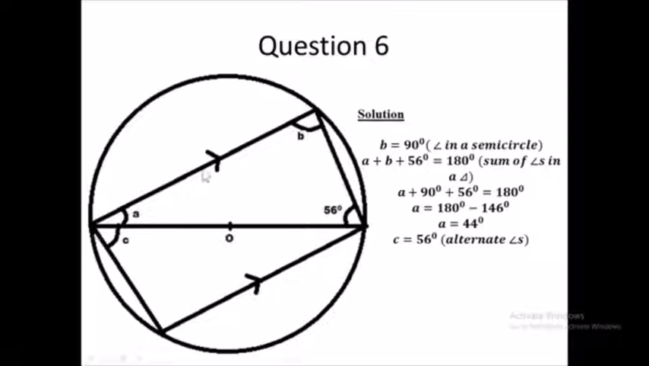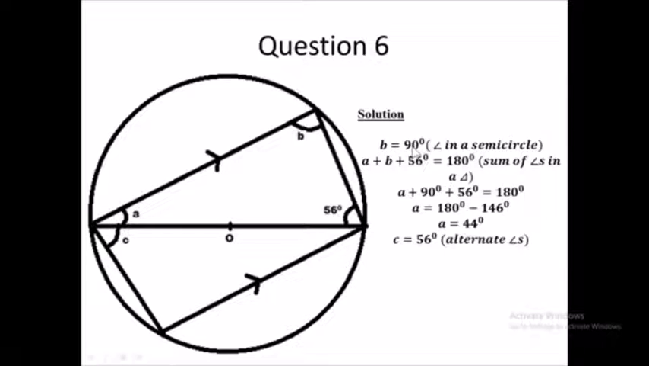Look at this line joined to it, and this line joined to it as well. They are both chords. So that means this angle that is forming angle B is going to be what? 90 degrees. Angle in a semicircle is a right angle. So that means B is 90 degrees.